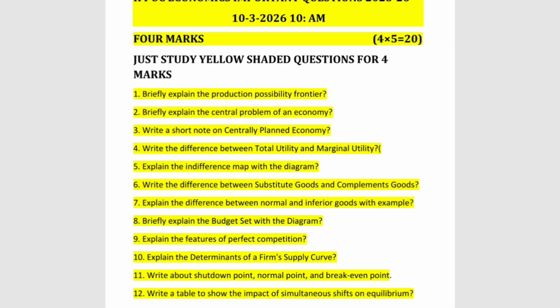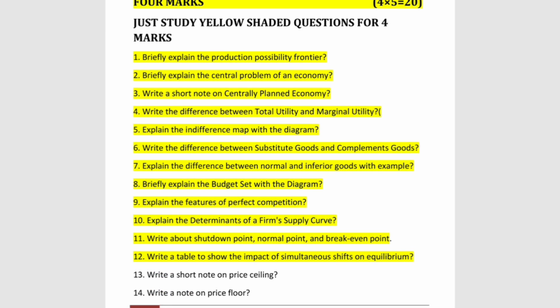The next question I have taken is: write the difference between total utility and marginal utility, and this question comes from the theory of consumer behavior. The next question is: explain the indifference map with the diagram, again from the theory of consumer behavior. The next question is: write the difference between substitute goods and complementary goods. The next question is: explain the difference between normal goods and inferior goods with example.